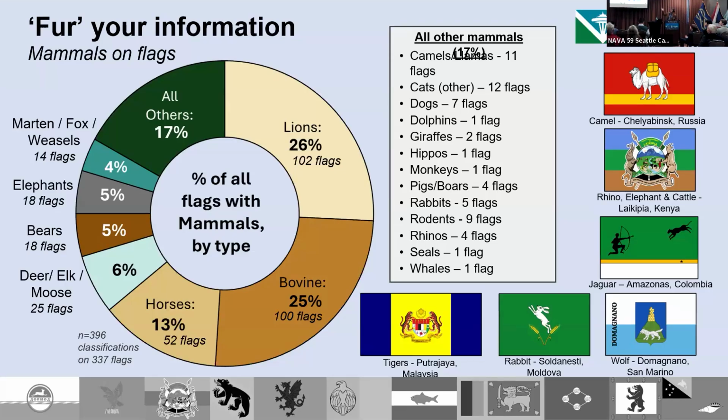And then mammals have 22 subclassifications. I won't read through all of those on the slide, but you can see they don't occur as commonly, but they can include camels and other cats that aren't lions. Like on the flag of Malaysia here, you have tigers, things like that. But it's interesting that lions are not as common as we might think, especially when it relates to cows.